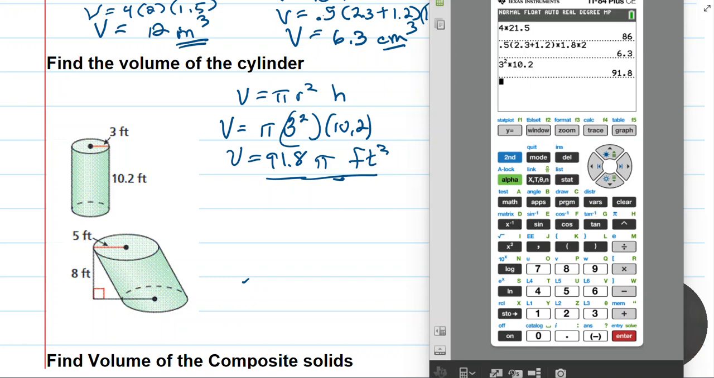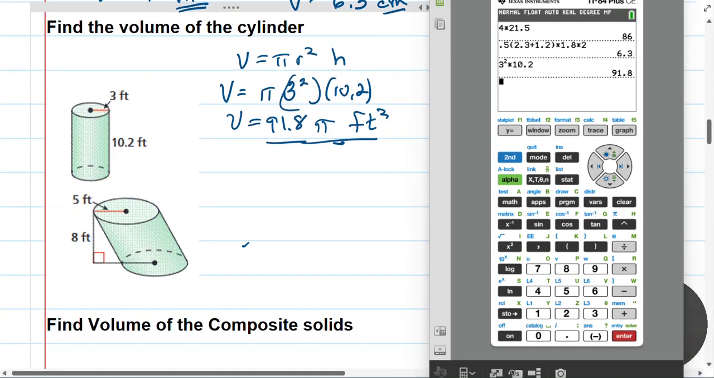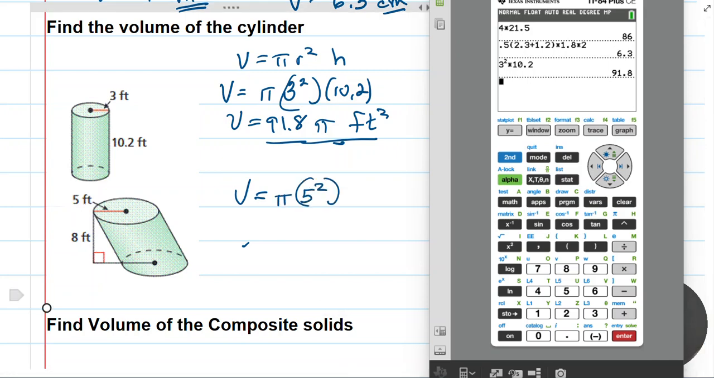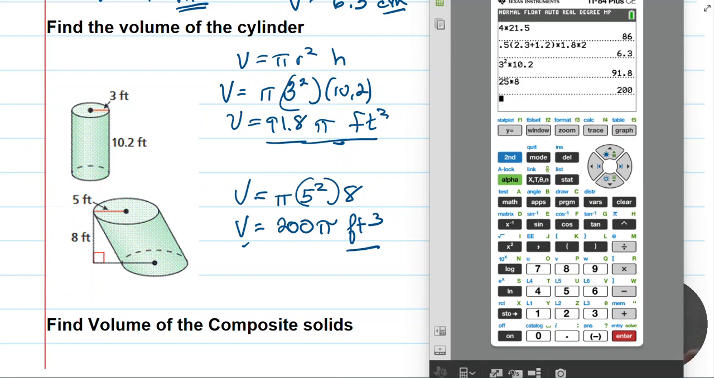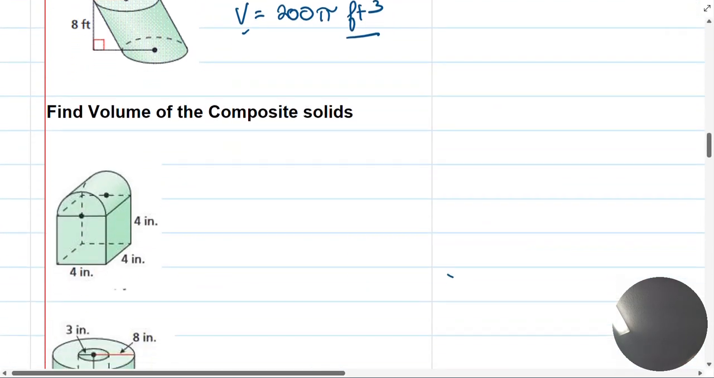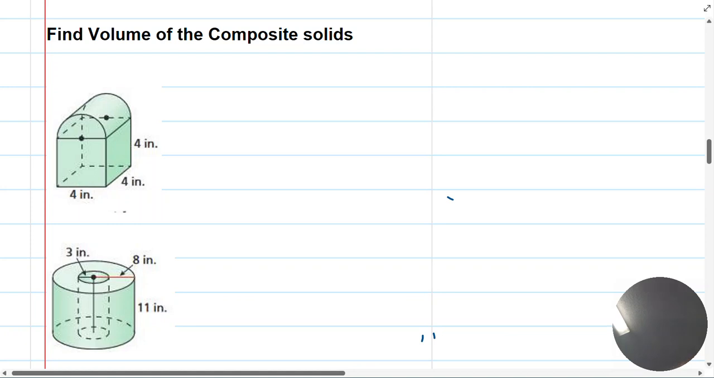Good. The bottom one is the same formula. So we're going to place it as pi, 5 squared, times the height. So that's 25 times 8, and I think that's 200. And this one's also in feet cubed. Remember the unit of measurements every time we do something. This one is a composite. There are 2 composite examples. You're only going to get one. You understand that, right? Only one on the exam. But we're doing 2 to make sure we see all concepts.